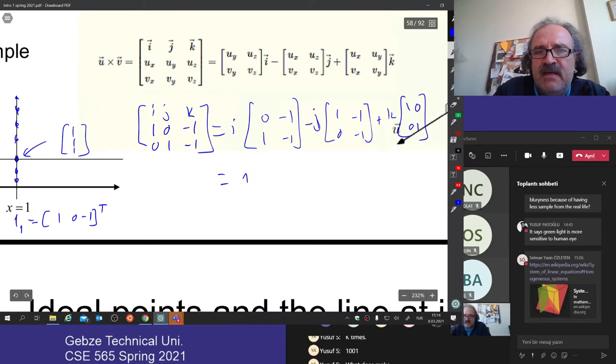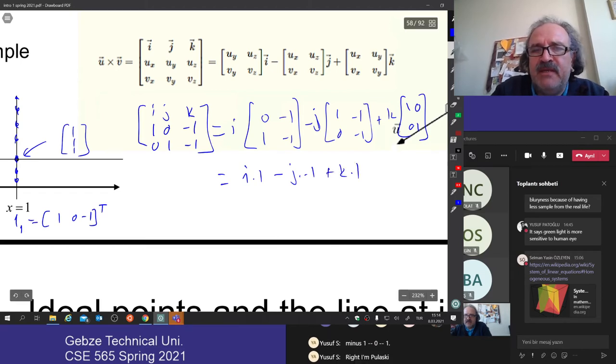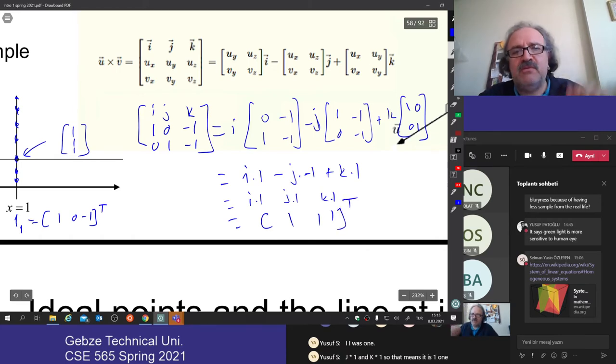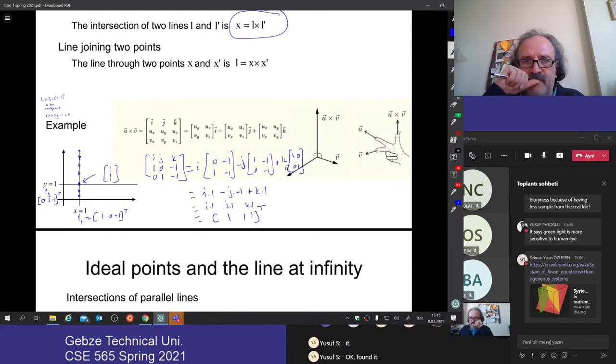What does it make? I times 0 minus minus 1 times 1, minus J times minus 1 minus 0 minus 1. Right? And plus K times 1. So it is I minus minus is 1, I times 1, J times 1, and K times 1. So that means it is 1, 1, 1 transpose. So I found it. So it works. Intersection of two lines are like that.